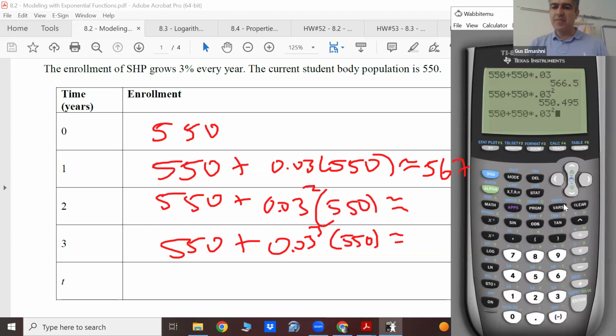So I should have done, because I wanted the change to be squared, right? The change is not 0.03. The change is actually 550 times 0.03. That was my mistake. I'm glad I did that. Okay, much better now. Wait, does that make sense?